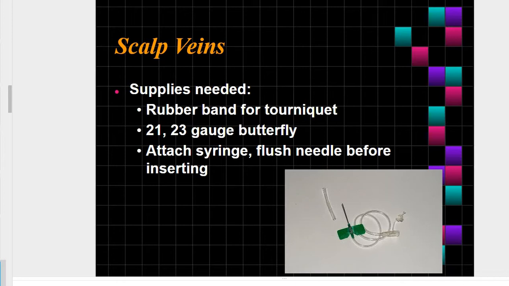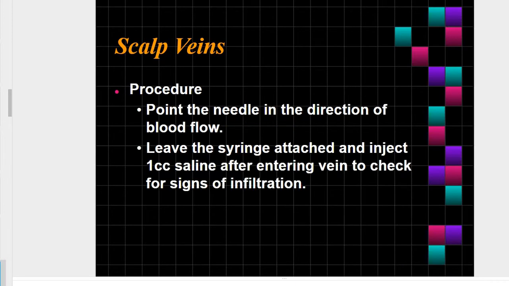Supplies needed, here's your list. A rubber band for a tourniquet to use around the skull, a 21 or a 23 gauge butterfly. Make sure you attach a syringe with saline and flush the needle and the line before inserting it into the patient. Point the needle in the direction of blood flow always. Leave the syringe attached, and once you think you're in place, inject about a cc of saline to make sure that you're in the vein. There's no signs of infiltration. If there's signs of infiltration, you're not in the vein.